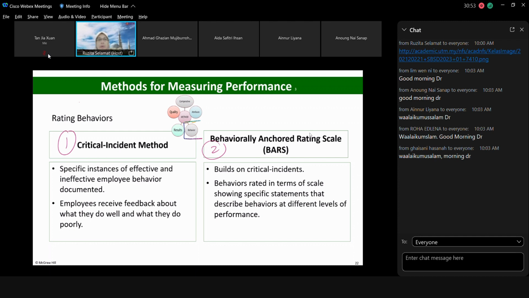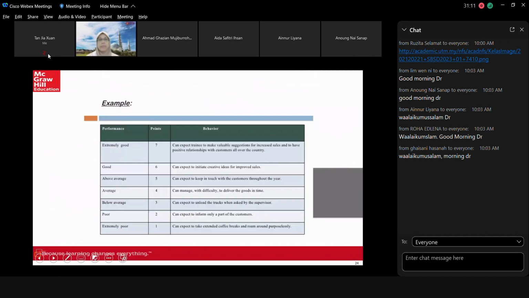Okay, so number 2, on rating behaviors, we have the behaviorally anchored rating scale, or BARS in short. It has an element of critical incidents, with some rating involved. So let's look at an example of BARS. Here we have a statement in this third column, we have the score or the rating, and this is the performance category.